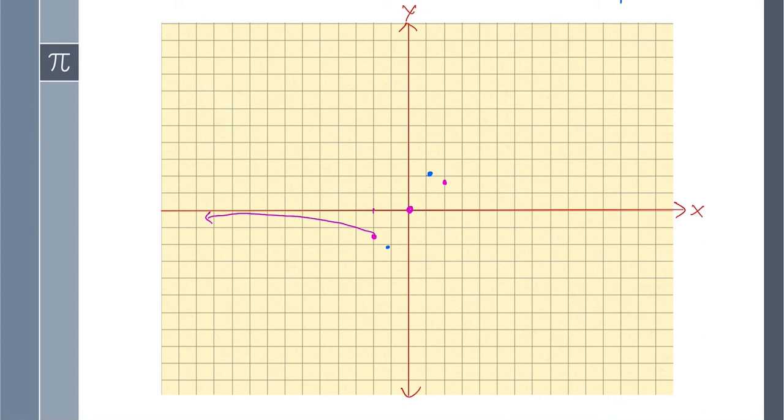Now from here, the graph changes concavity and becomes concave up, so it goes up this way. And then from here again, it changes to concave down, so like this. And from here again, concave up. So it's something like that. That's how the graph is going to look.